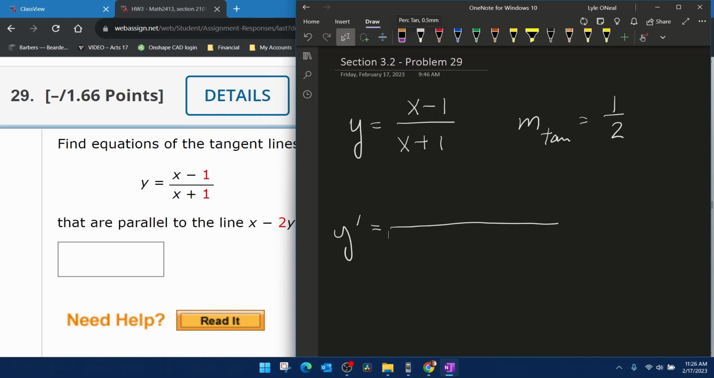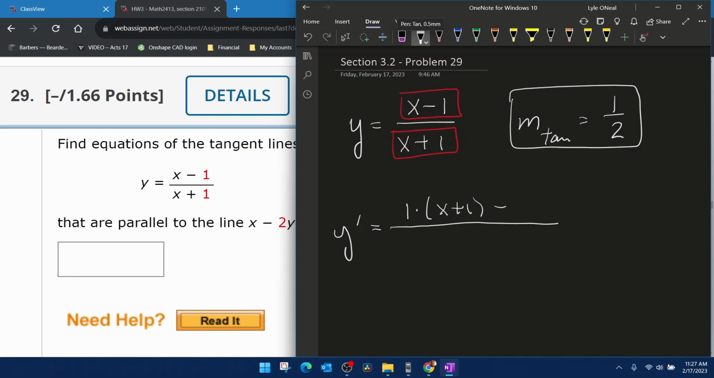All right, I've cleaned my workspace up a bit. Here we've got the slope that we're shooting for. We're ready to find the derivative. And since we have a fraction, we're going to have to incorporate the quotient rule. Taking the derivative of the top is going to give us just 1, because the derivative of the constant goes to 0 and the derivative of x is just 1. So there's the derivative of the top times the bottom minus the top times the derivative of the bottom. Again, in the denominator, the derivative of the constant goes to 0, and the derivative of x is just 1. All over the denominator squared.